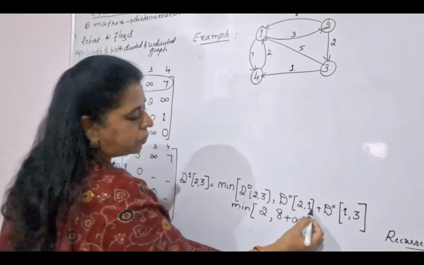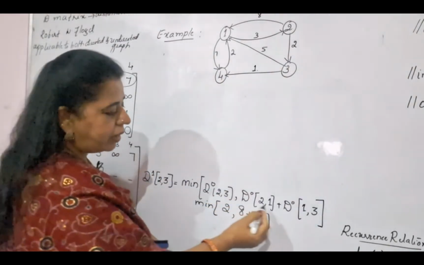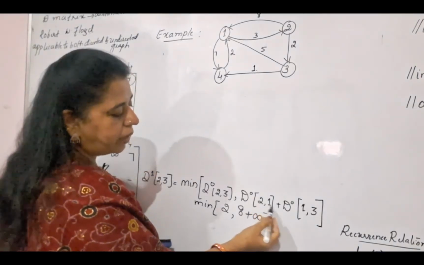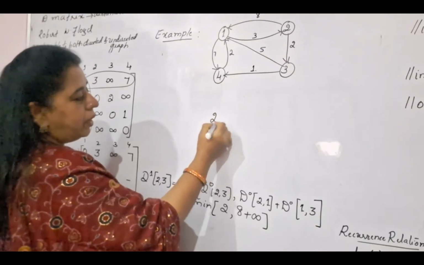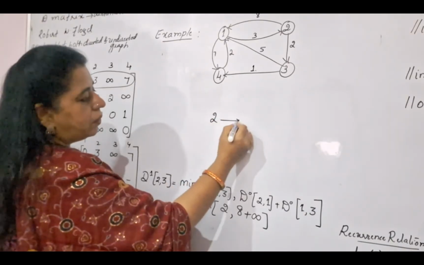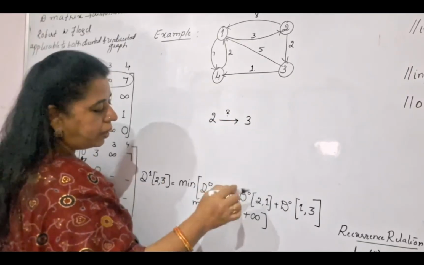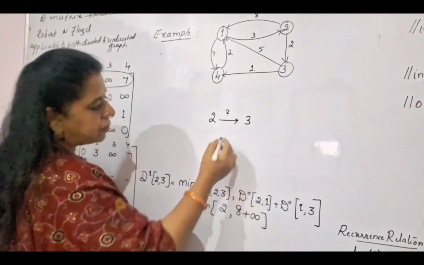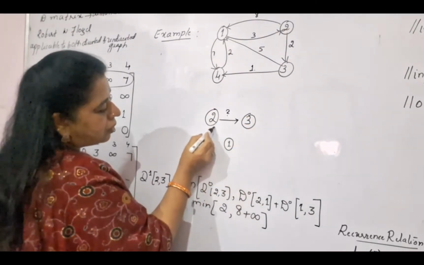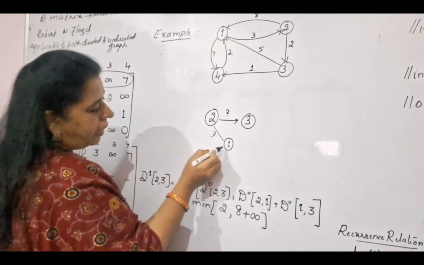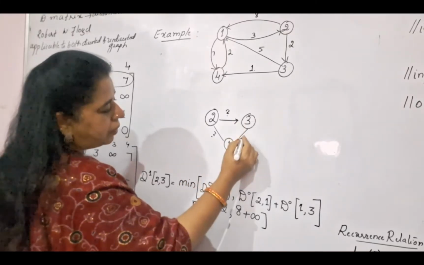Now why did we choose 2 to 1 and 1 to 3? See, the edge is 2, 3, and here while writing down we have introduced 2 to 1 and 1 to 3. So the basic idea is like this. In the previous matrix, to reach 2 to 3, what is the cost? And now you are introducing an intermediate vertex 1. So if the vertex 1 is here, what is the cost on this edge 2 to 1? What is the cost on this edge 1 to 3?